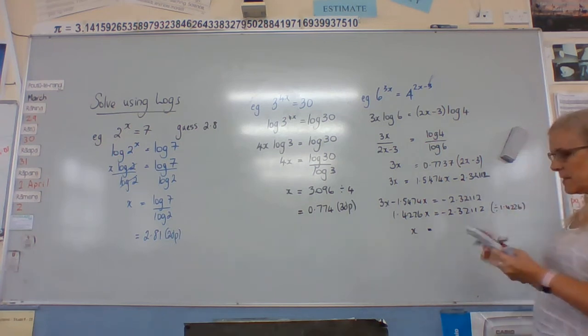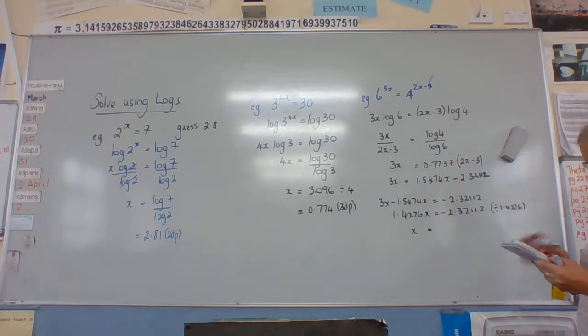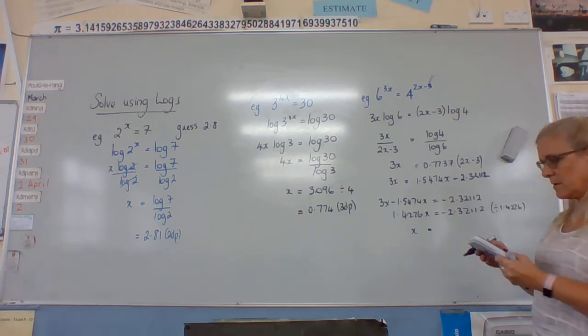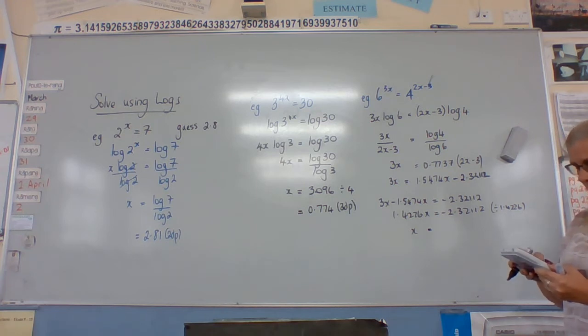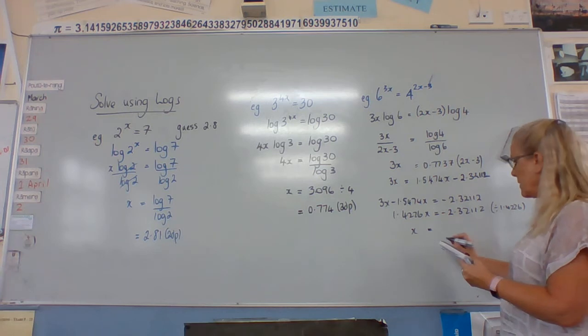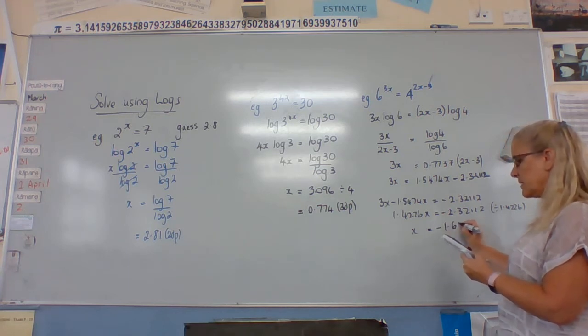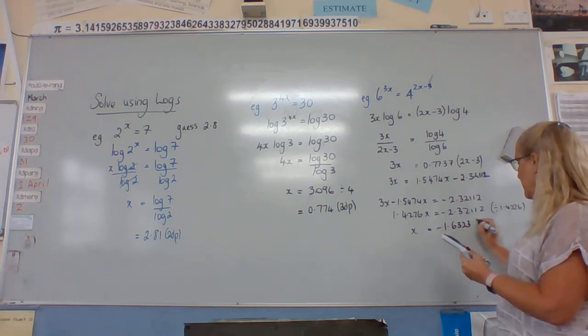Say I'm doing this. I'm going to write it all down. Negative 2.32112 divided by 1.4226 equals negative 1.6323 to 4 decimal places.